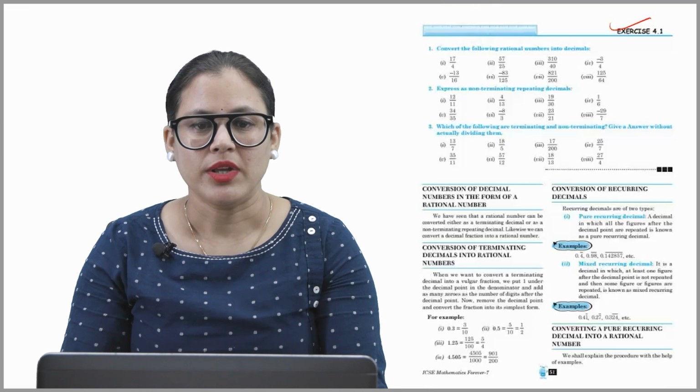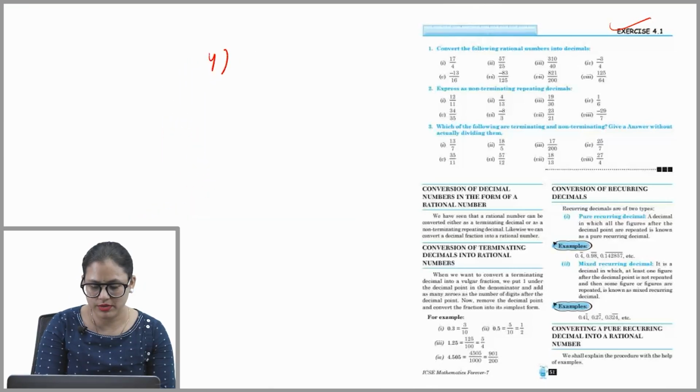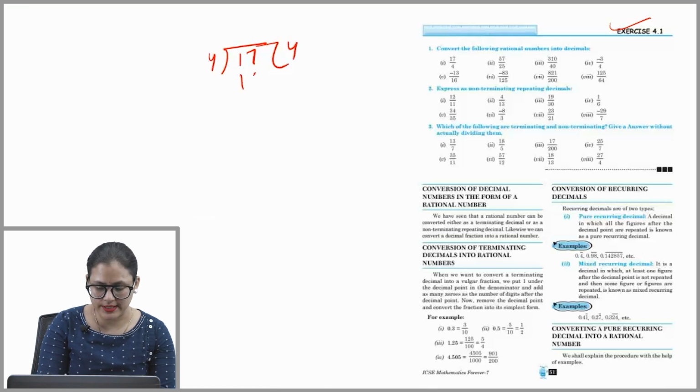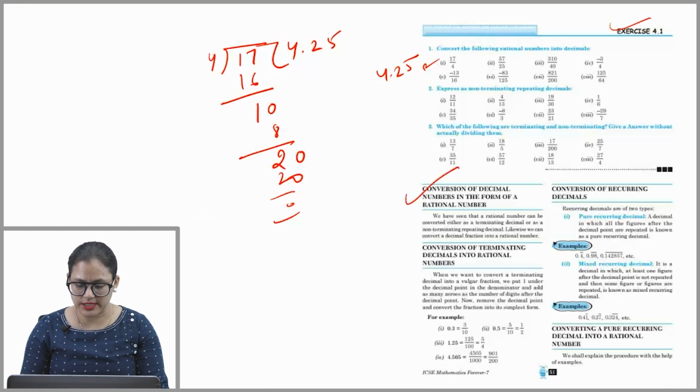Exercise 4.1. Convert the following rational numbers into decimals. We have to divide 17 by 4. 4 4s are 16, 1 decimal. 4 2s are 8, 2 0. 4 5s are 20. So the answer is 4.25, right?